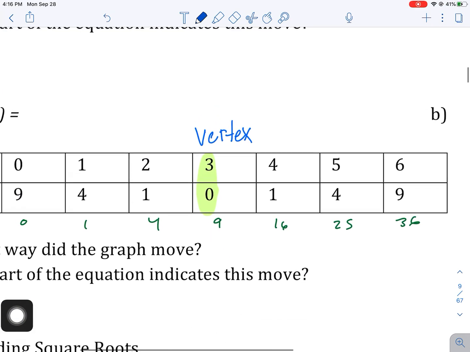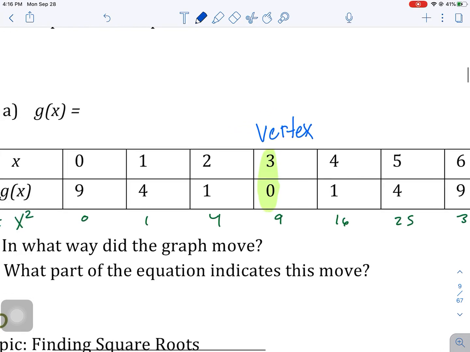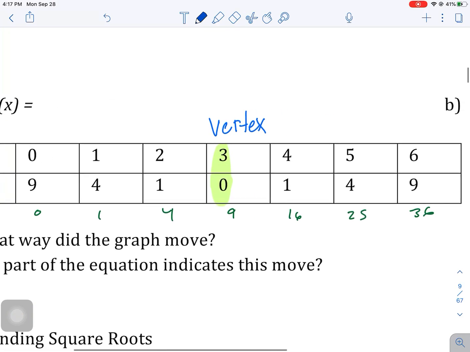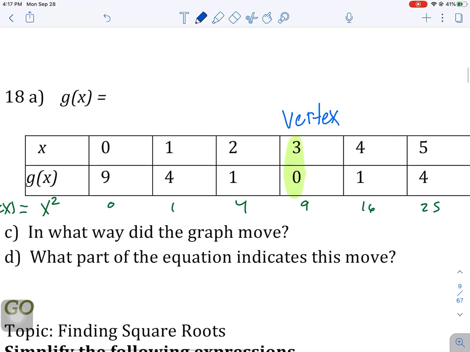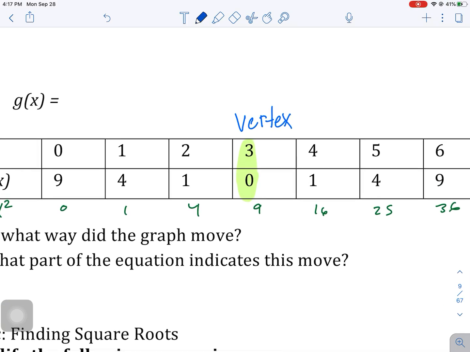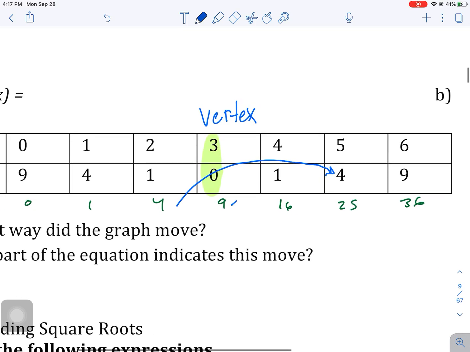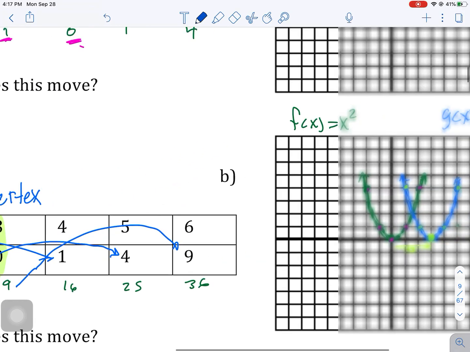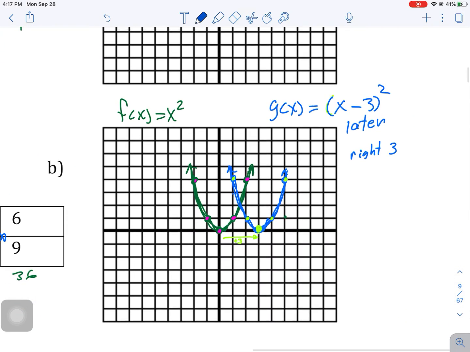And then the other way to kind of look at this is 4, 9, 16, and it's 3 later. So you can kind of picture that as 3 later. Each time it happens 3 later, and that's because of x minus 3.